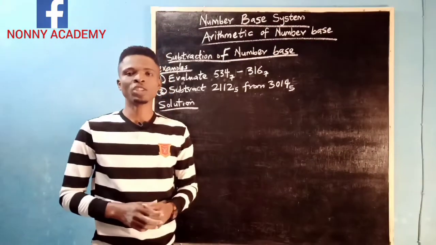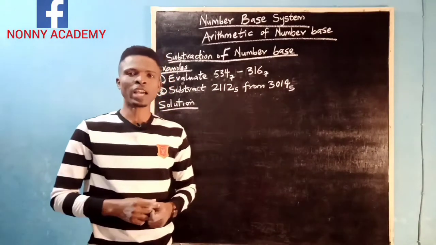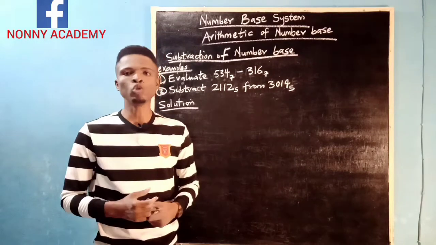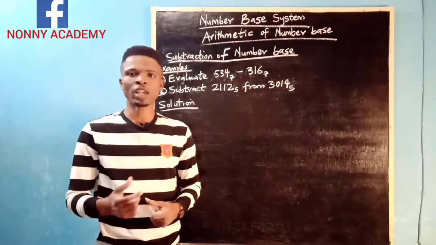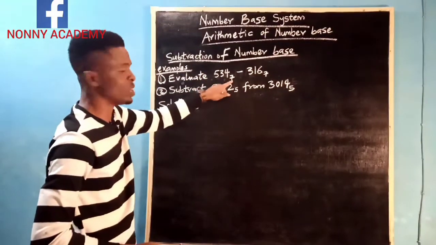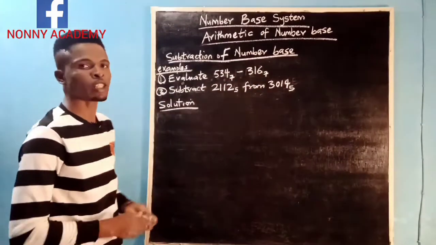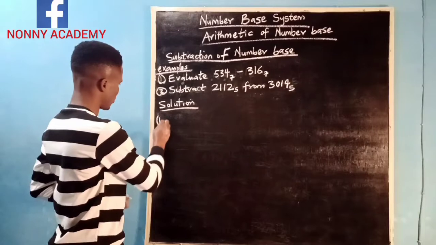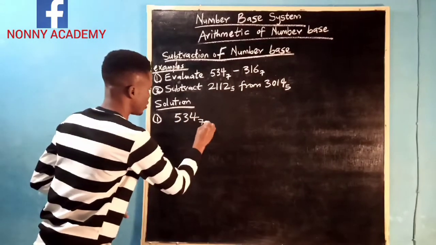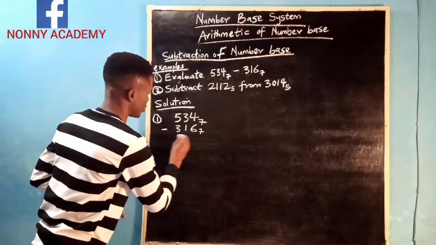Let's take a look at the next stage, which is subtraction of number base. Like I told you guys earlier, in this case, I will be teaching you guys on how to subtract 2 number base. Let's take the first example. Example 1, evaluate 534 base 7 minus 316 base 7. Let's take the solution. 534 base 7 minus 316 base 7.